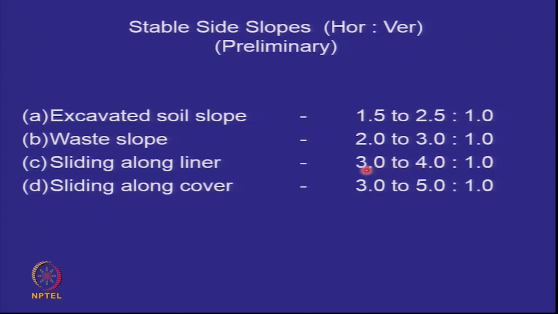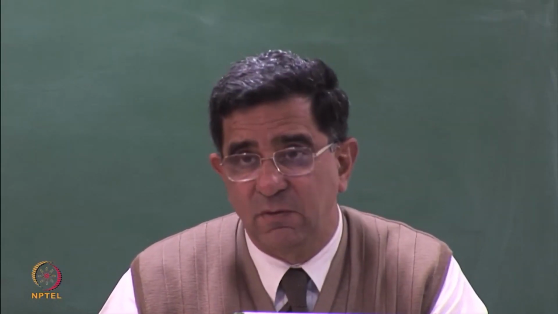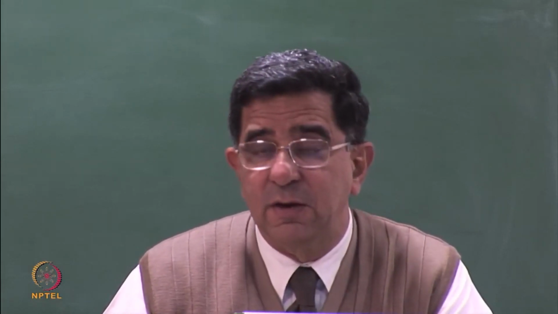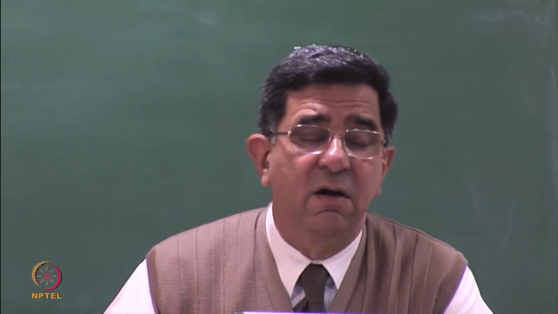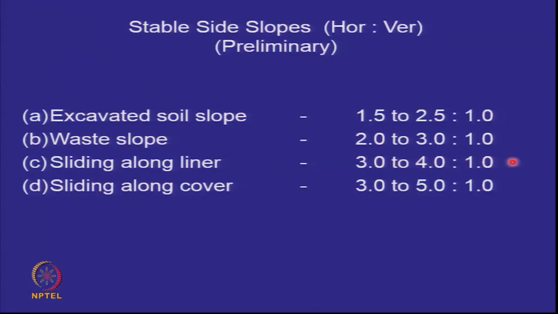So therefore, when you are making the liner of a landfill, then you say that the slope is 3:1 or 4:1. Immediately the construction contractor says, sir, in the soil we are always making slope of 2:1. So why are you making us make flatter slope? That is because the contractor may not be used to putting polymer membranes or geotextiles in the excavated phase. So liner will have 3 to 4:1 and cover will have 3 to 5:1.